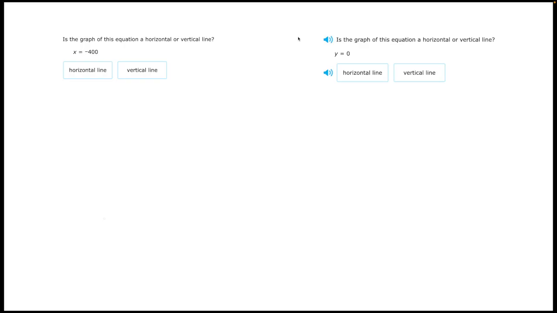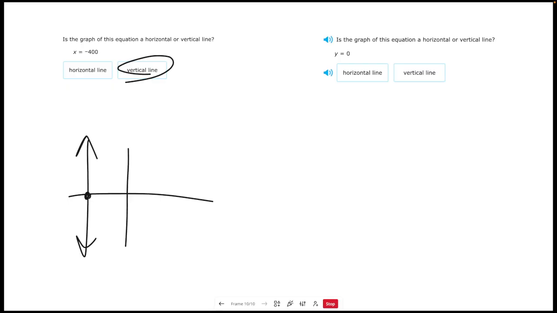Okay, now that you've had time to work these problems, let's check your solutions. For the first problem, you know it crosses the x-axis. Remember, this is the x-axis, at -400. And so this would be a vertical line.